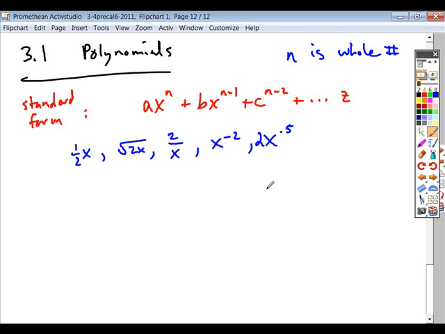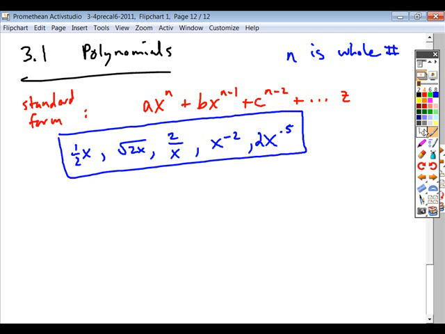Okay, so if I had these expressions, each of them individual expressions, and I asked you to identify which ones are, in fact, polynomials. Would 1/2 x be a polynomial? Does it fit this form where, again, we're only dealing with a single term, so it's not a big deal. It doesn't have to be in standard form, but is the power of your variable a whole number? What is the power of x? 1, is that a whole number? Yeah, so that is a polynomial.